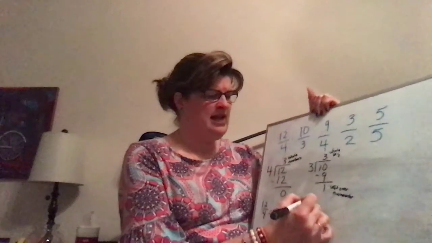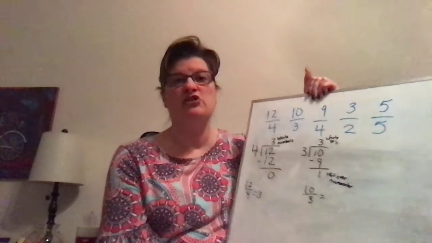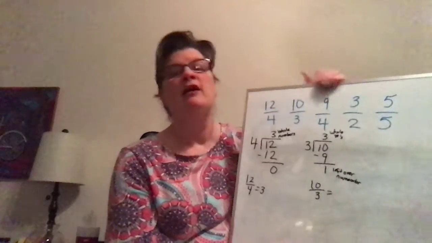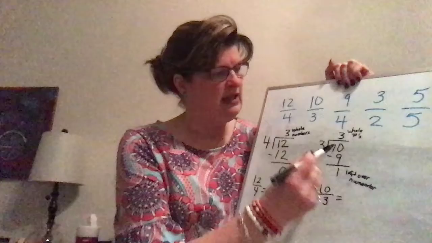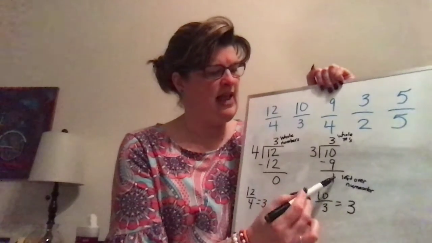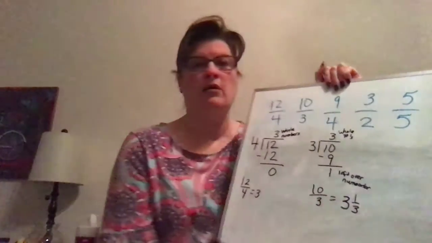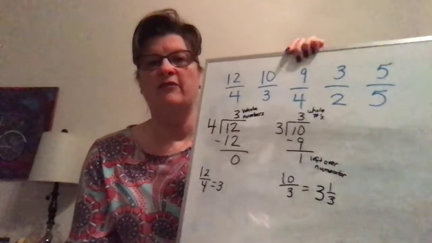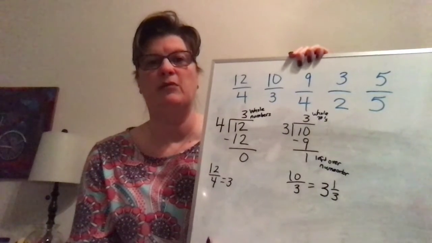So how am I going to write 10 over 3 as a mixed number? Because I can't just write it in as a whole number because I have leftovers. So if you look at it, the top tells me I have 3 whole numbers, and then I have 1 over 3 as the leftover. So that is how you write 10 over 3 as a mixed number.